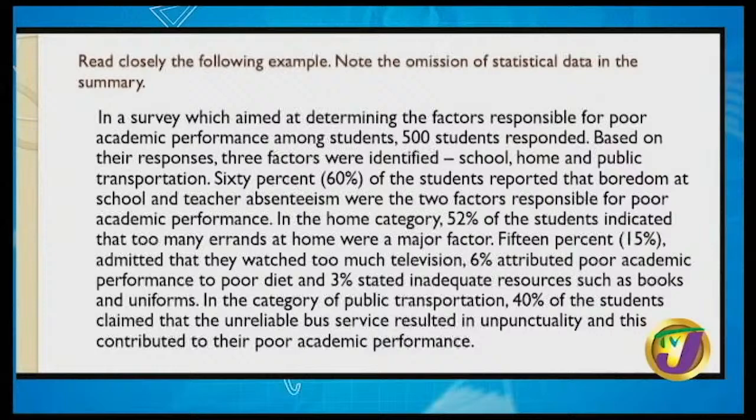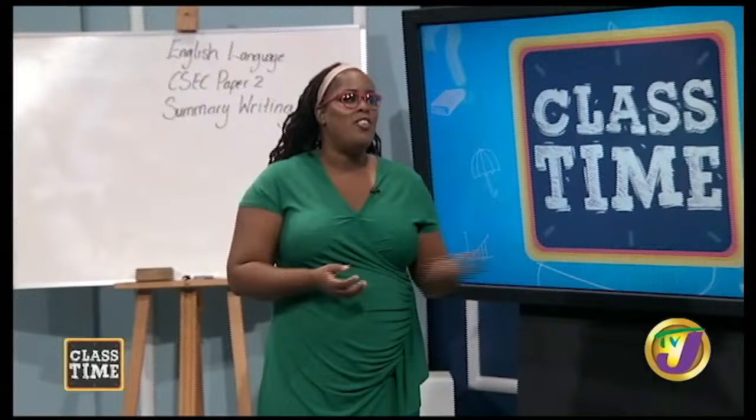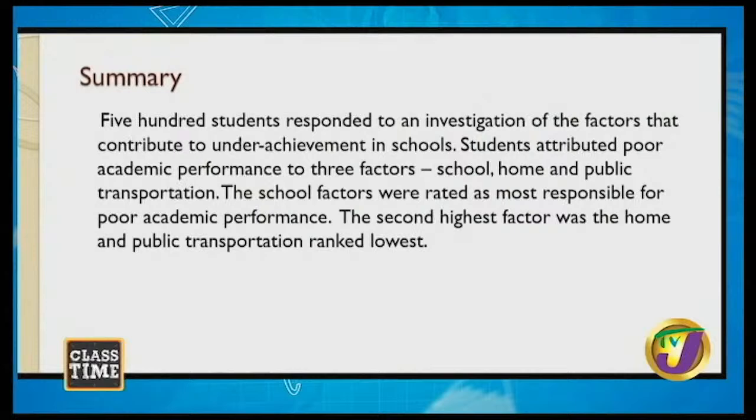All right, so we're going to be looking at how we went about deleting or omitting the statistical information. 500 students responded to an investigation of the factors that contribute to underachievement in schools. Students attributed poor academic performance to three factors: school, home, and public transportation. The school factors were rated as most responsible for poor academic performance. The second highest factor was the home, and public transportation ranked lowest.